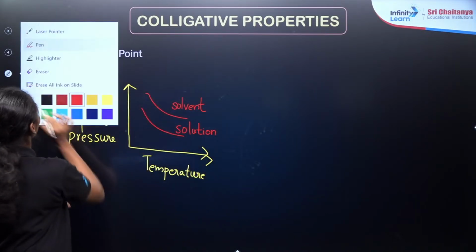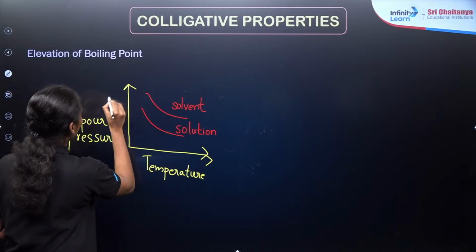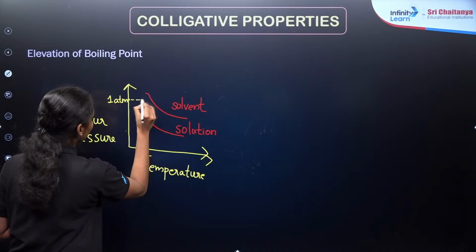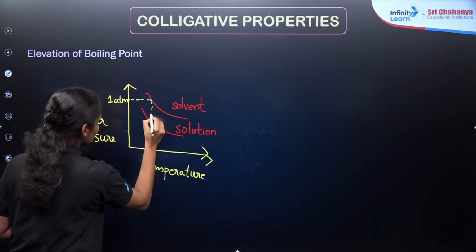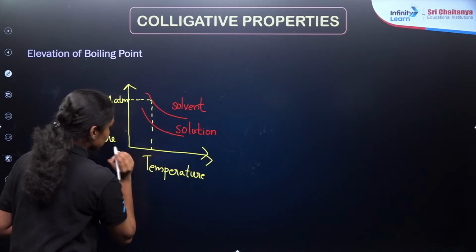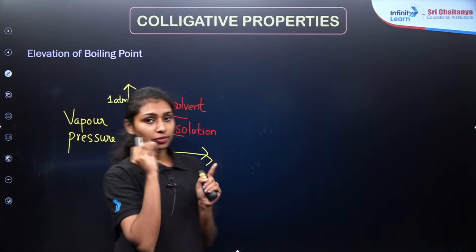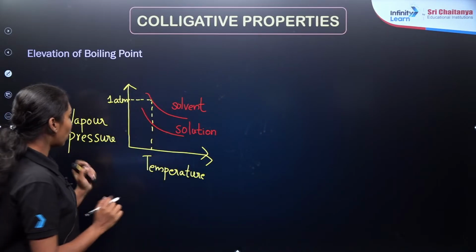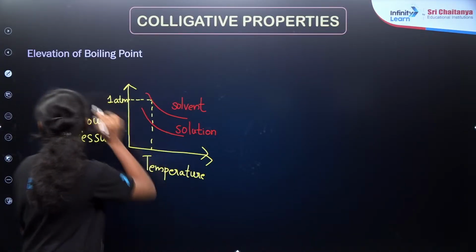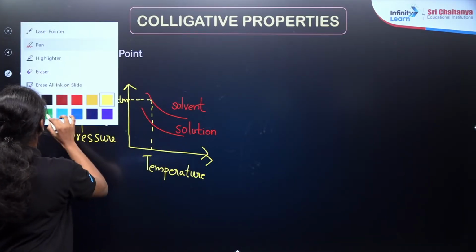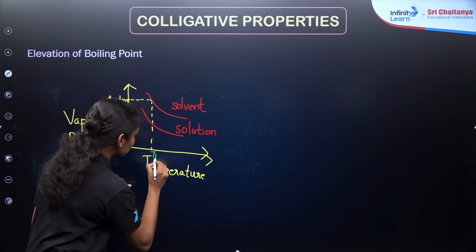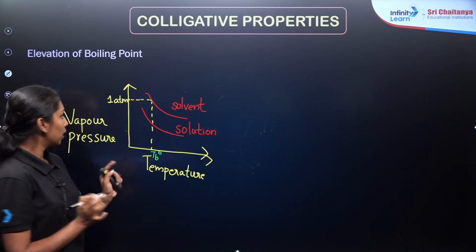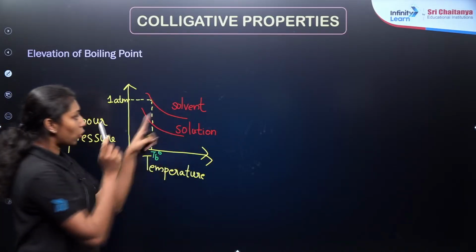So for example, if I take the vapor pressure as 1 atmosphere, what will be the corresponding temperature there? The temperature at which the vapor pressure becomes equal to the atmospheric pressure is known as the boiling point, right? So this will be the boiling point of the solvent. I can denote it as TB0. Is that clear? This is our vapor pressure graph of the solvent, the first graph.